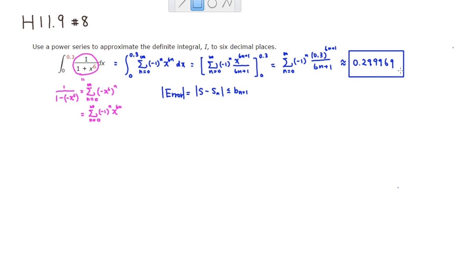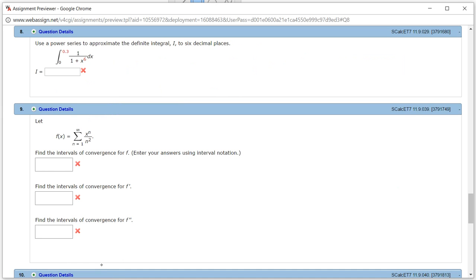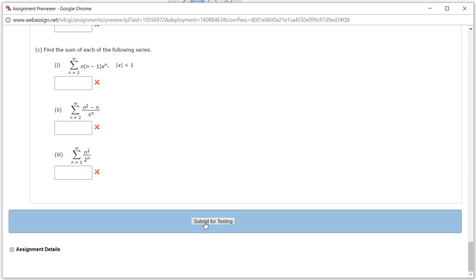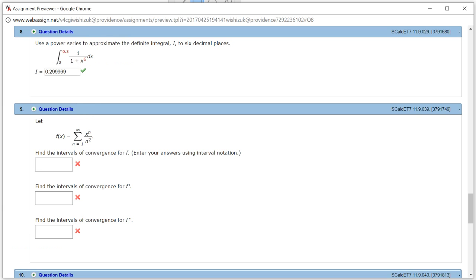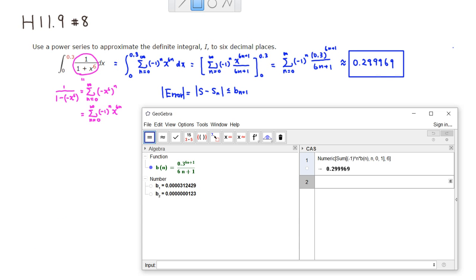So let's type it in: 0.299969. Let's check the answer. Looks like we got this value correctly. That's it. I hope that this was clear.